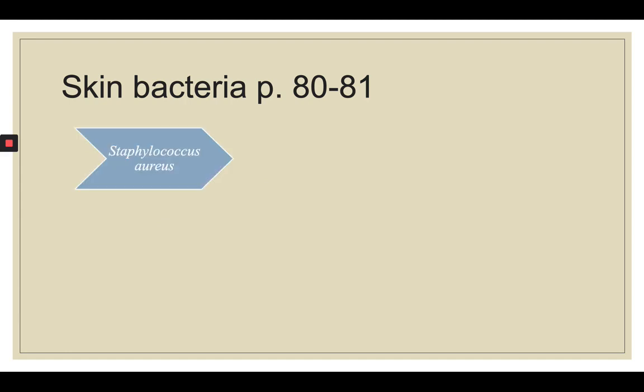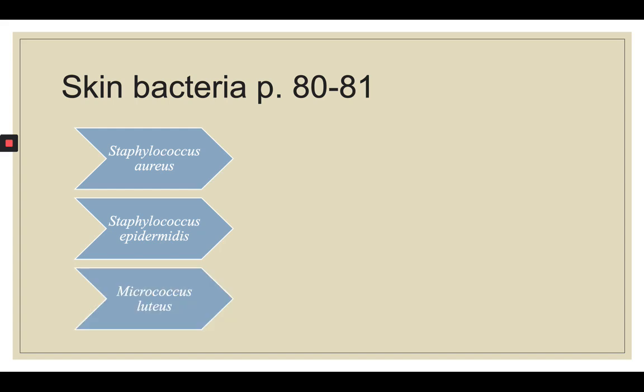We have 3 types of bacteria that we're going to be able to see on the MSA plates. We have Staphylococcus aureus, Staphylococcus epidermidis, and Micrococcus luteus. Now you can see that all 3 have the word coccus in it, describing the circular shape that the bacteria form if we were to zoom in really far on a microscope. You may have heard of staph infections. Staph aureus is the bacteria that's associated with staph infections.